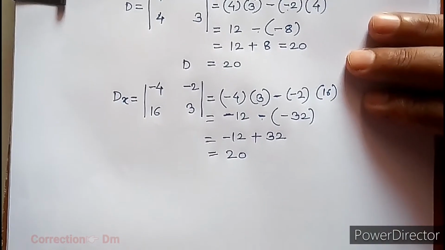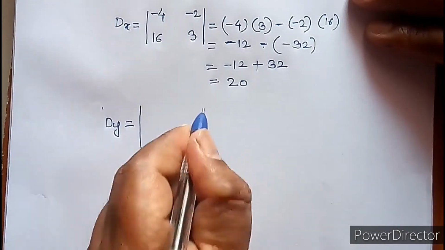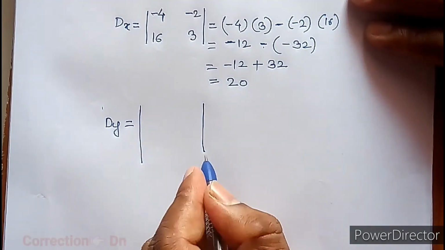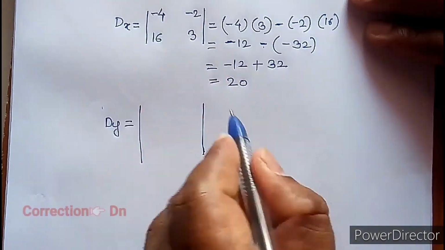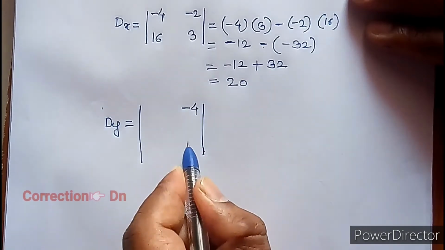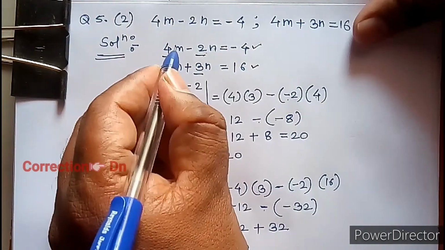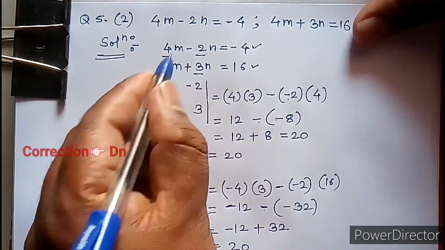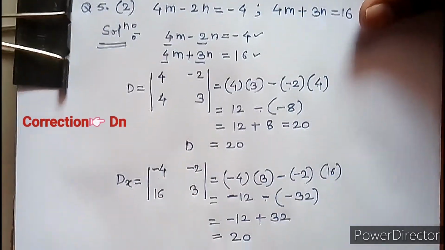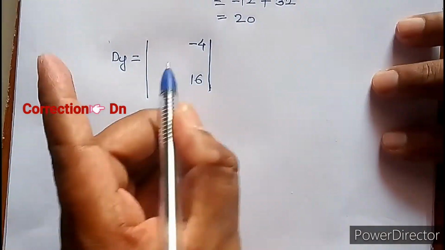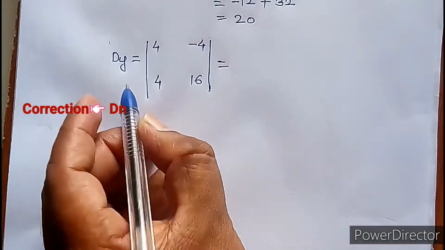Now we have to find the value of dy. In the determinant dy you have to write down the values of c1 and c2 in the second column, that is minus 4 and 16, but in the first column you have to write down the coefficient of the first variable, that is m, that is 4 and 4. Therefore write down 4 and 4 in the first column of determinant dy. Now we get the elements in determinant dy.